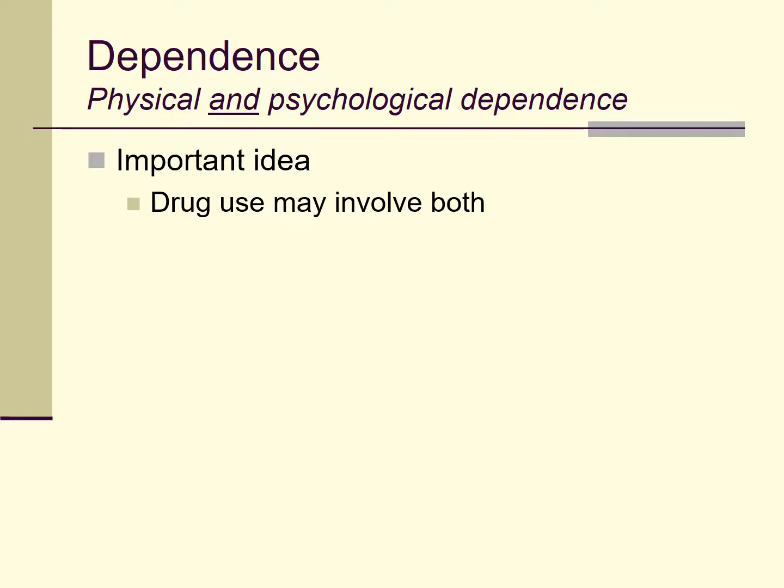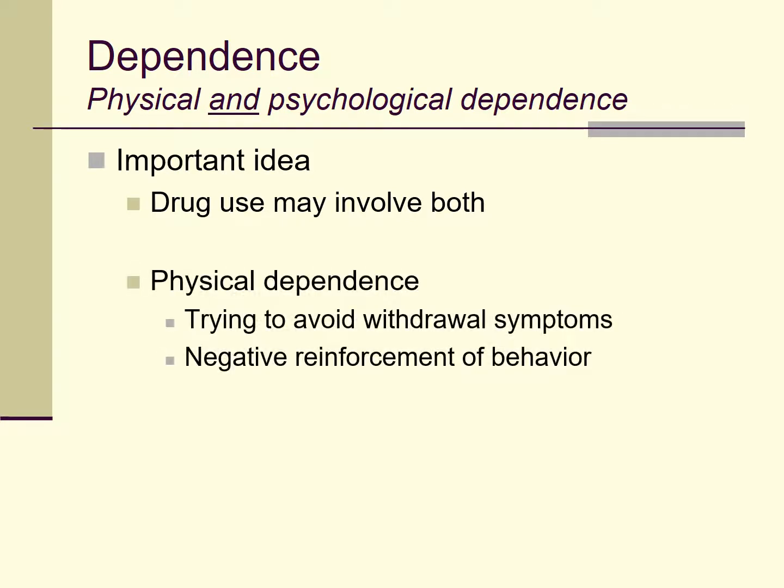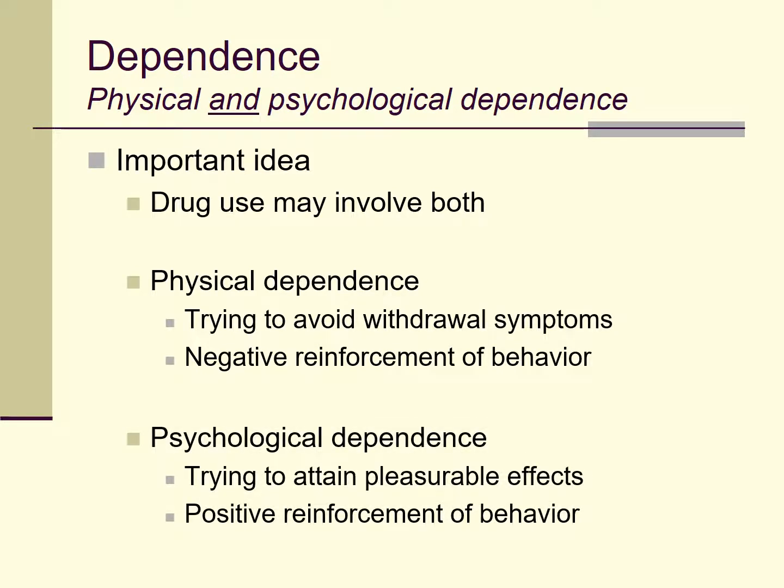Now, an important point here: drug use, and especially dependence or addiction to drugs, can involve both of these processes. It's not as simple as saying that for some people it's physical dependence and for some people it's psychological dependence. It certainly can be the case that people can have the experience of physical dependence, that is, trying to avoid withdrawal symptoms and continuing drug use via negative reinforcement. It can also be the case that people can use drugs and even become dependent on drugs because of psychological dependence, because of their ongoing desire to experience positive or pleasurable effects, and thus drug use can be maintained by positive reinforcement of behavior. For any one person, both of these processes may be operating. It may be one first and then the other second, or even both at the same time.